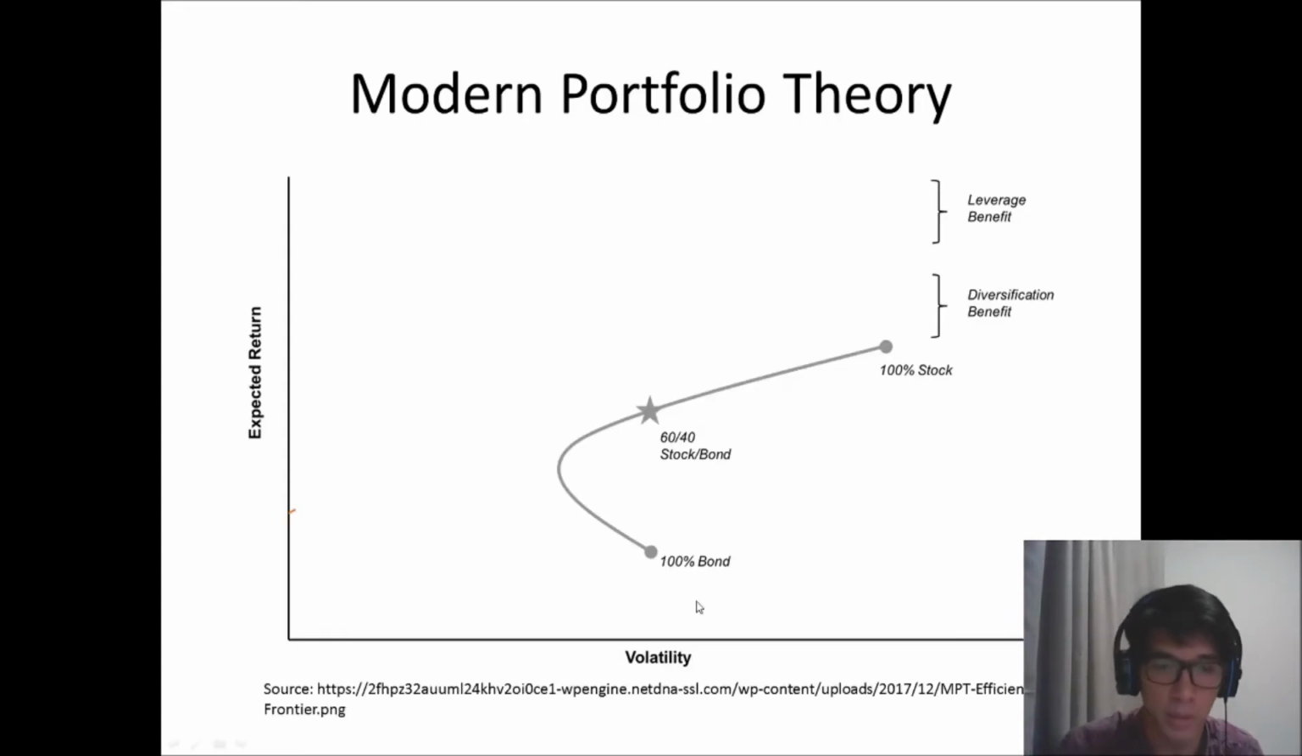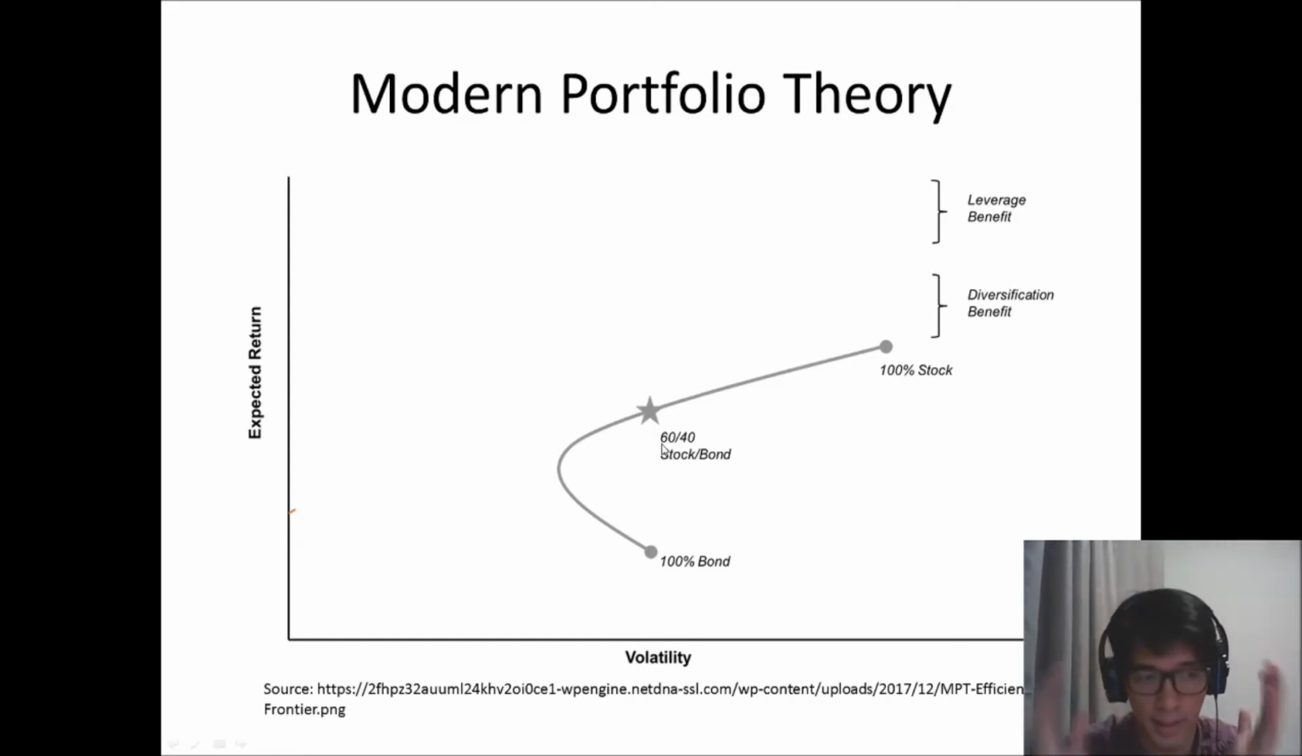Okay, so modern portfolio theory basically says if you have a 100% stock portfolio and a 100% bond portfolio, because you do not expect bonds to return as much as you do stocks, its expected return is lower, and the volatility is also lower because it doesn't move as much. The stock market can go up 20% in a year, but the bond market not as likely. Okay, so what you do is you take a 60-40 portfolio.